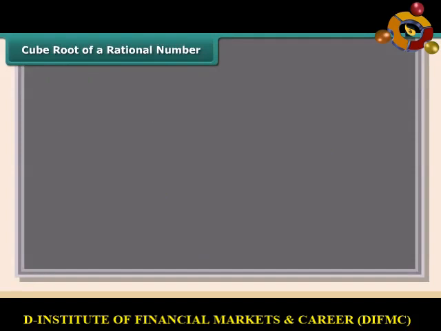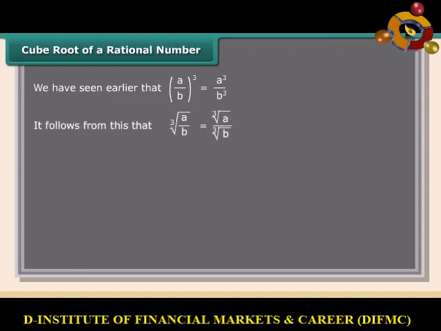Cube root of a rational number. We have seen earlier that (A/B) whole cubed is equal to A cubed upon B cubed. It follows from this that cube root of A/B is equal to cube root of A upon cube root of B.